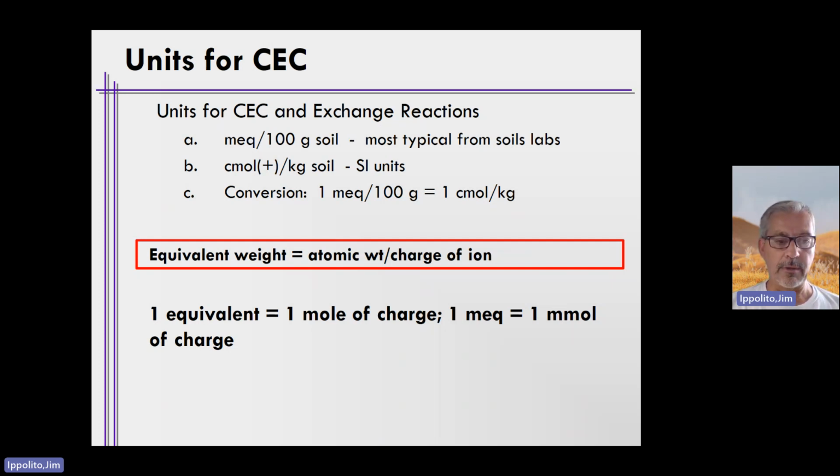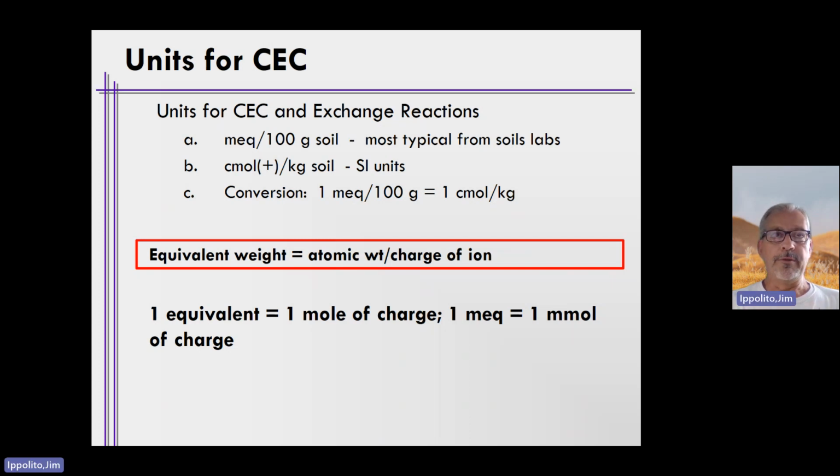It's a strange unit. We're going to talk about why it's presented like this in this video. If you convert to the SI units, the units are centimoles of charge per kilogram of soil. And if you want to convert between English and metric, it just so happens that they equal one another. 1 milliequivalent per 100 grams equals 1 centimole of charge per kilogram. They're equal to one another, which makes the conversion very, very simple. So what is milliequivalence?